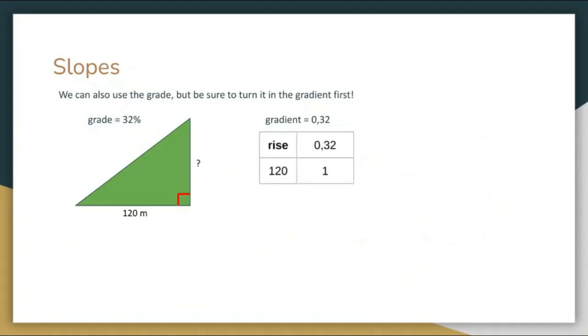This gives us a rise of 38.4 meters. And now you know how to work with the grade, the gradient, the rise and the run. On to the next paragraph.